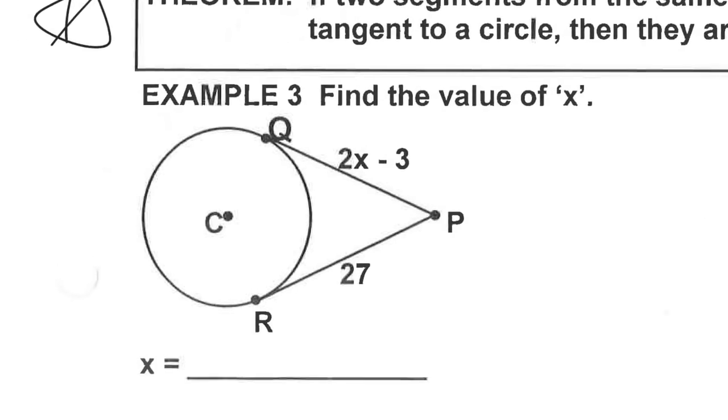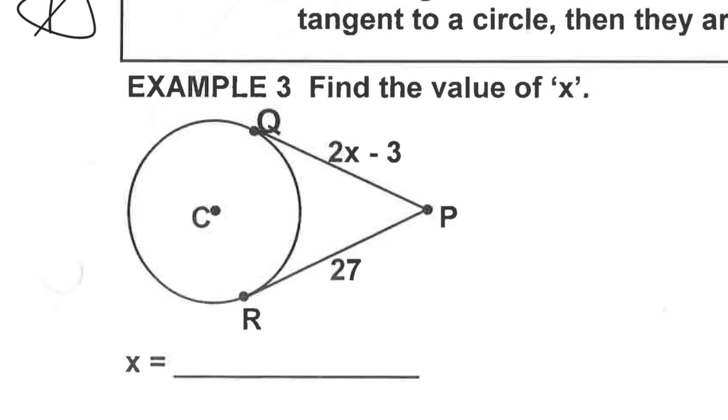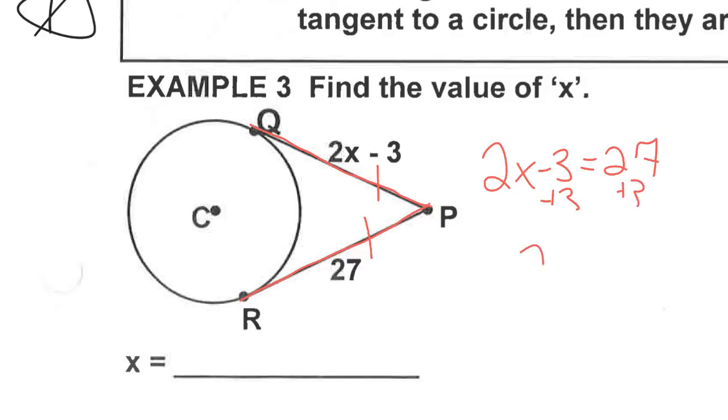So here's the example right here. I've got this exterior point P that has a tangent going to point Q and another tangent going to point R. If that happens, those segments are congruent, and you set them equal to each other. And now we can solve for X. So I add 3 to both sides. I get 2x equals 30. Divide both sides by 2, and I get that X is 15. So another one, these are pretty easy. You really want to be able to spot those two tangent lines to an exterior point. Let's go to the next page.